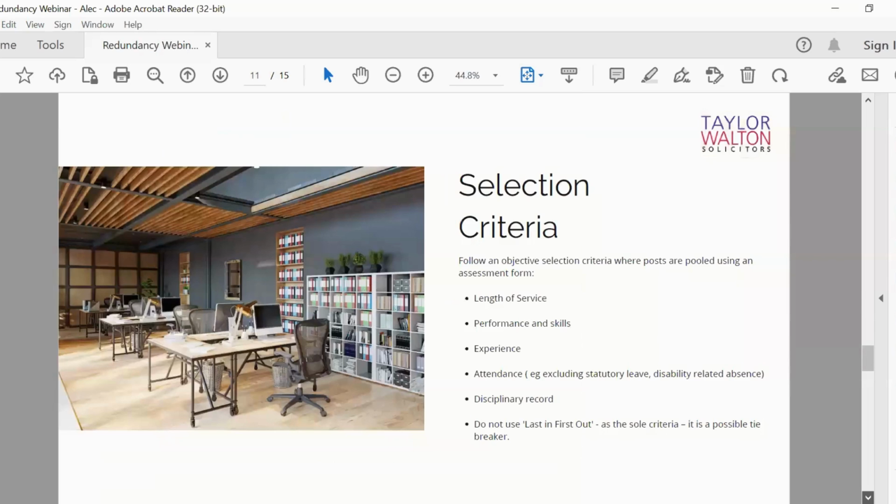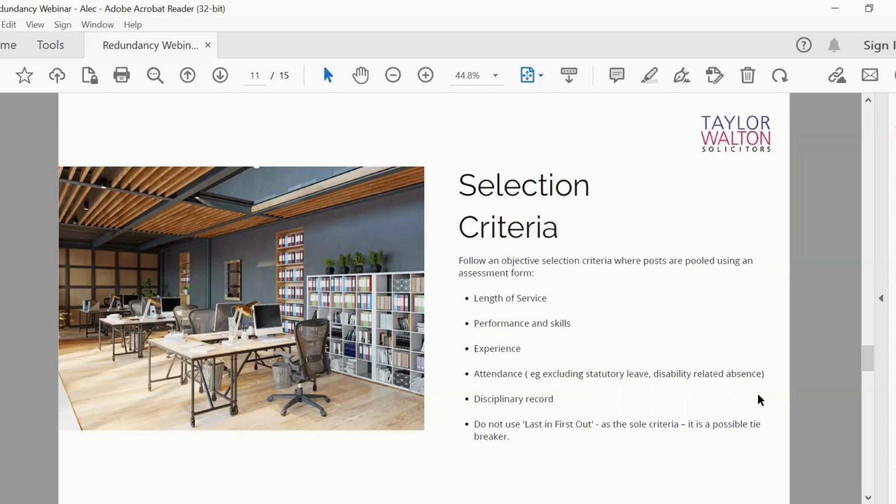So moving on, selection criteria. The selection criteria should be objective, and where posts are pooled, usually using an assessment form with the criteria and a scoring system against the criteria. So here I've given some examples of criteria: length of service, performance and skills, experience, attendance, disciplinary record. There are others you can use, but these are the general ones which are followed.